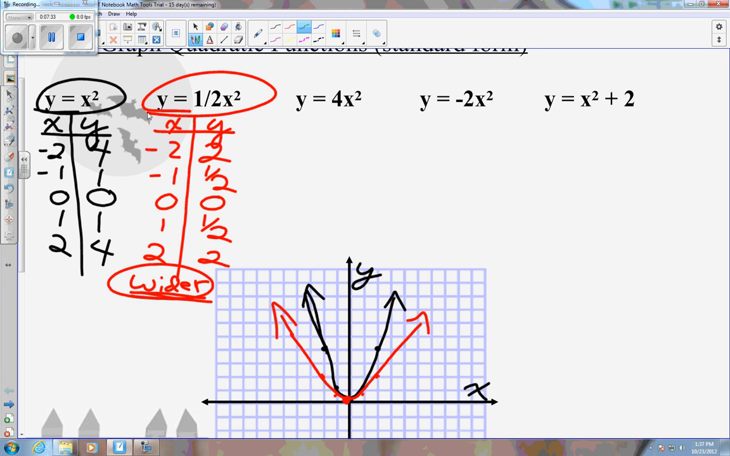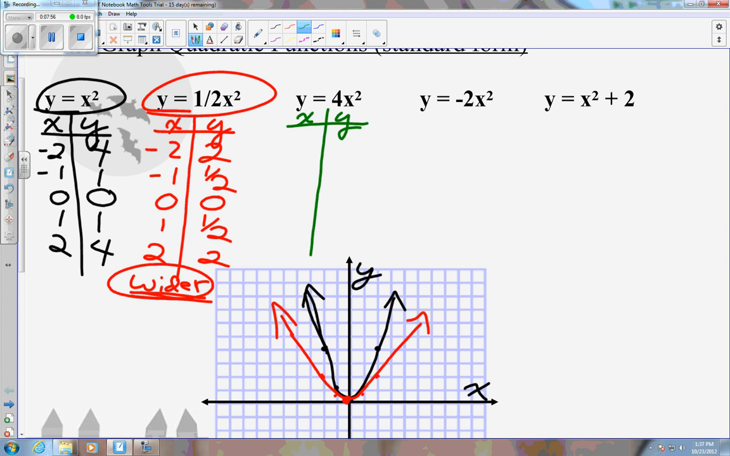Now, I've got 5 different equations here. I'm going to put them all on this graph. If you want to, in your notes, put them on separate graphs so it makes more sense, you can do that. Whatever's going to make sense to you so you can look it up later and make sense out of it. So let's look at y equals 4x squared.